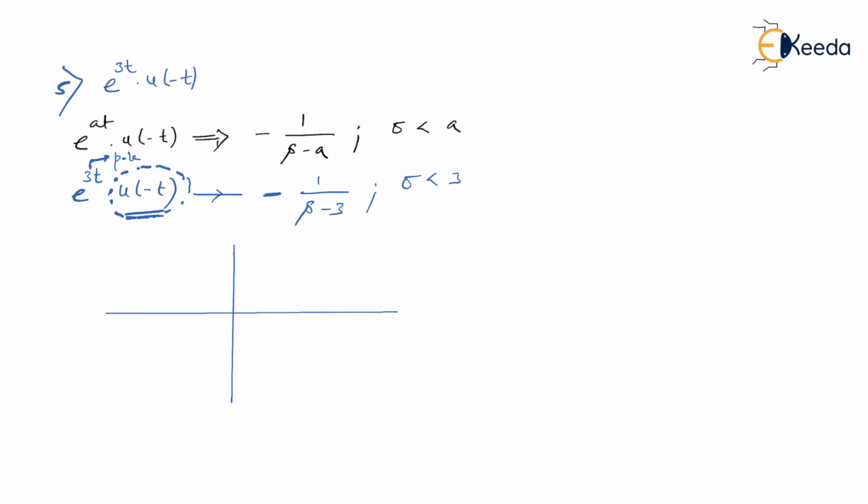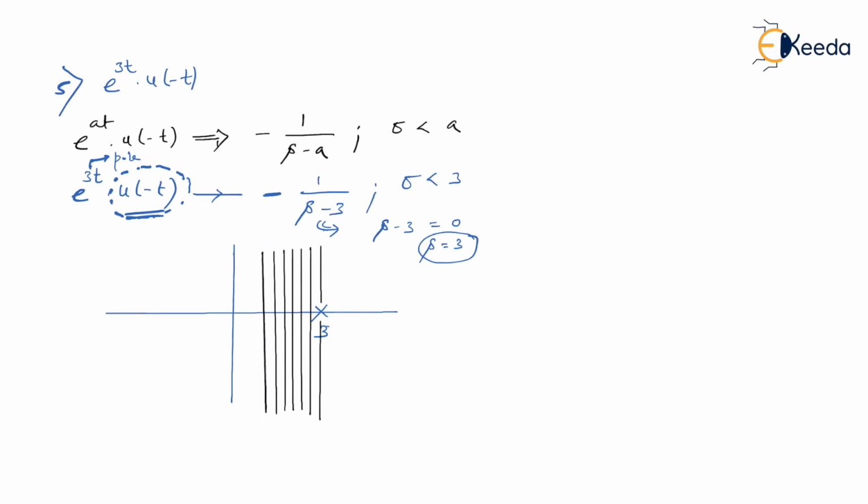So as you can see here, the pole is present at 3. You can also calculate the pole by equating the denominator to 0. Whenever you equate the denominator to 0, then you get the value of s to be +3. In that case, my ROC would be to the left of +3. So this would be your ROC, that is sigma lesser than 3. The lesser has come because it is multiplied with u of -t.